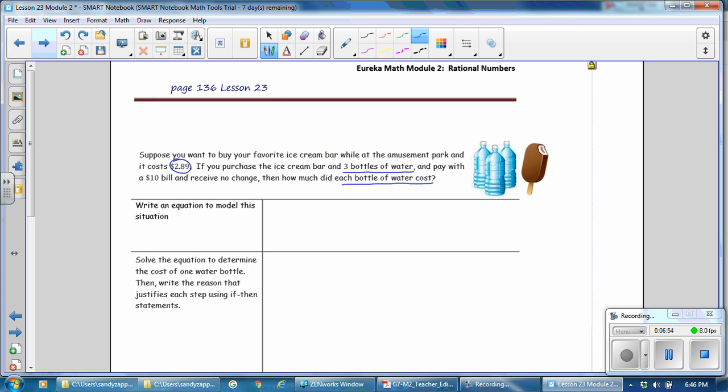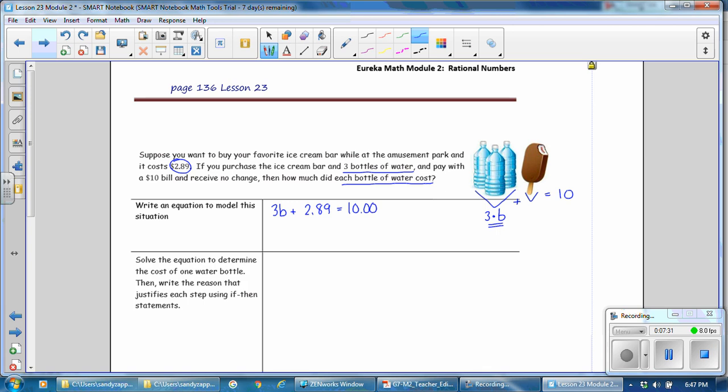Well, this picture is nice here because it tells us that the cost of the 3 bottles plus the cost of the ice cream is going to equal $10. So we'll go ahead and write that out. We don't know the cost of one bottle, but we know that we're getting 3 of them. Let's use B for bottle. So 3 times the bottle. When we're working with arithmetic or algebra, we don't need to use a times sign here, so we'll just write that as 3B. So 3B represents the cost of the 3 bottles. Added to that is the cost of the ice cream, which is $2.89. It has a sum of $10.